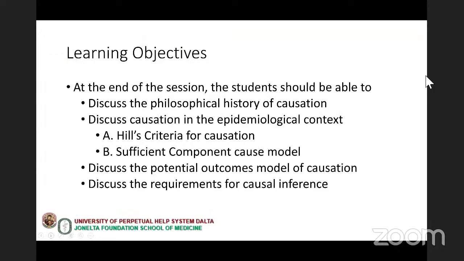Okay, learning objectives for this class would be: at the end of the session, the student should be able to discuss the philosophical history of causation, discuss causation in the epidemiological context, such as Hill's criteria for causation and the sufficient component cause model, discuss the potential outcomes model of causation, and discuss the requirements for causal inference.